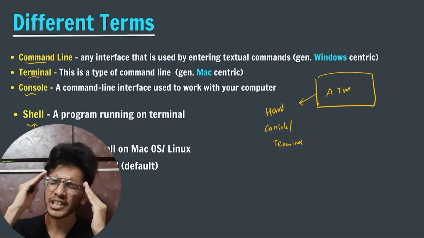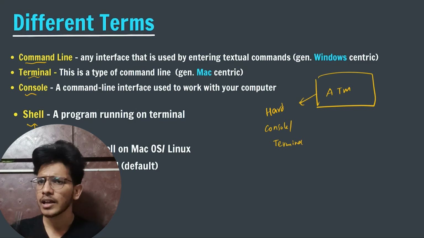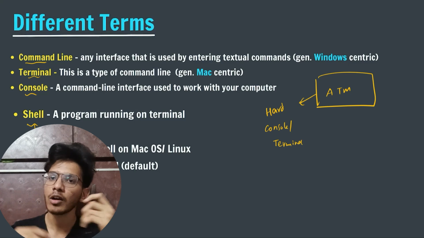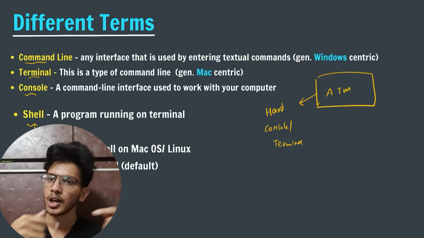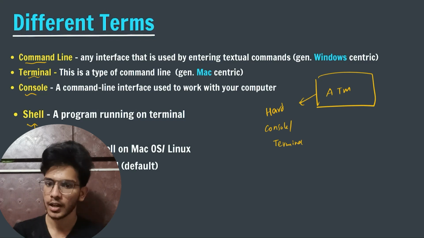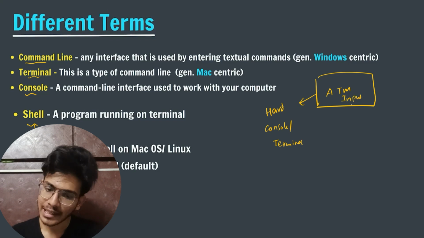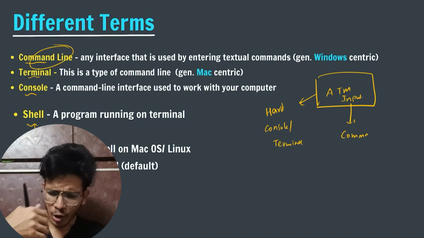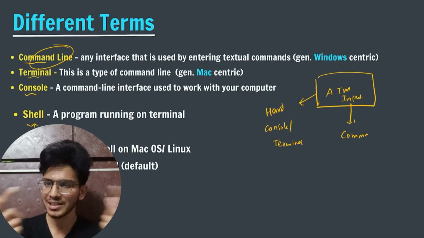ATM, if you consider ATM as a terminal, then inside the ATM we will have some input. Whenever we go to ATM we enter some numbers, right? Whatever input we give and output we get in the ATM, that thing is known as command line. When we enter some numbers, some internal process will happen within that ATM.